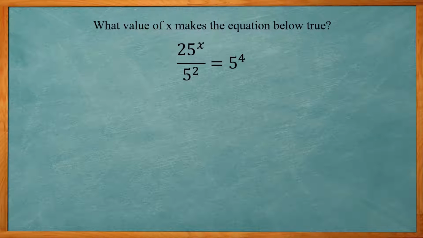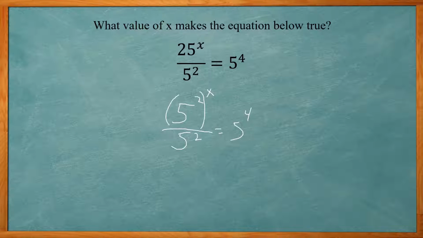So this next one says, what value of x makes the equation below true? Anytime you see exponents, you usually want to get all these into the same base. On the bottom we have 5 to the second power, and then 5 to the fourth power, and on top 25 to the x power. So we want to put the 25 to the x power in terms of 5. So 25 is 5 squared. So 5 squared to the x power, divided by 5 to the second power, equals 5 to the fourth power.